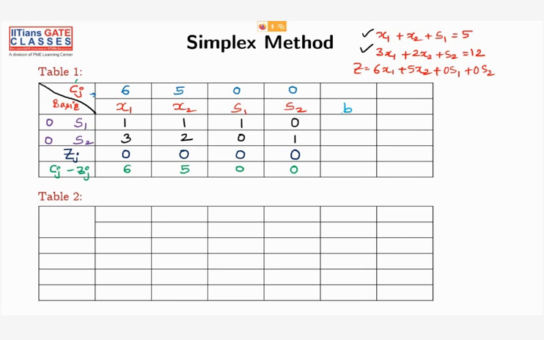So let me calculate the B values. How to calculate this B? Till now, is everything clear? Yes, sir, it's clear. So what are these B values? These B values are nothing but the right hand side values of your constraints, the inequalities or equalities. These two are B values, so let me put 5 and 12. So these are your B values.